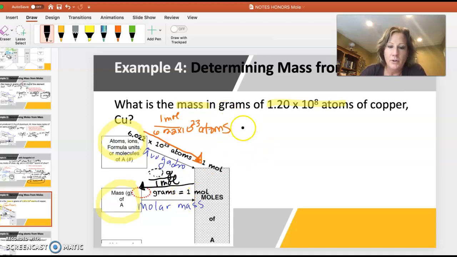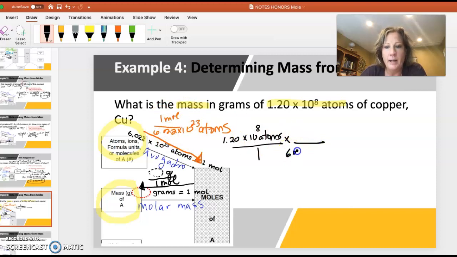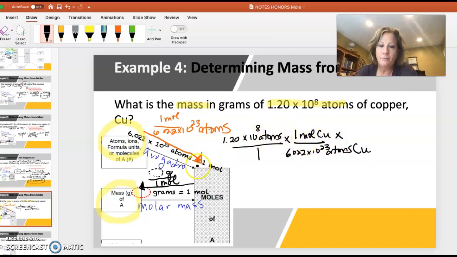So for this question, I'm going to always start with the number they give me, and I'm going to write it over 1. You don't have to. And then I'm going to use this first conversion. So I'm going to put Avogadro on the bottom in 1 mole. And that's copper. You don't have to put that in, and I don't always, but I like to get you in that habit because it'll make problem solving easier down the road.